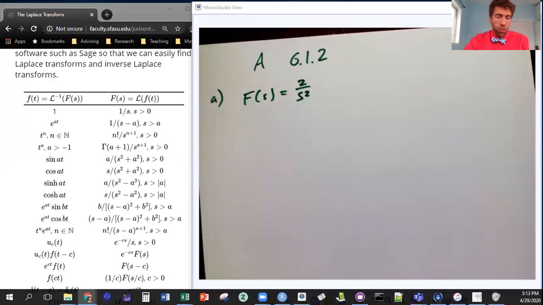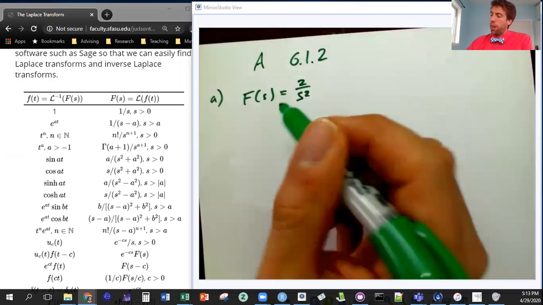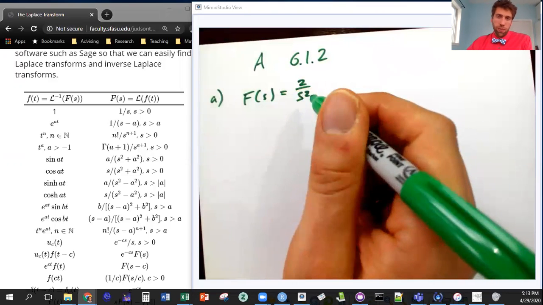This is differential equations, section 6.1. We're now going to do activity 6.1.2. So for part A, we have this function, capital F of s is 2 over s squared.